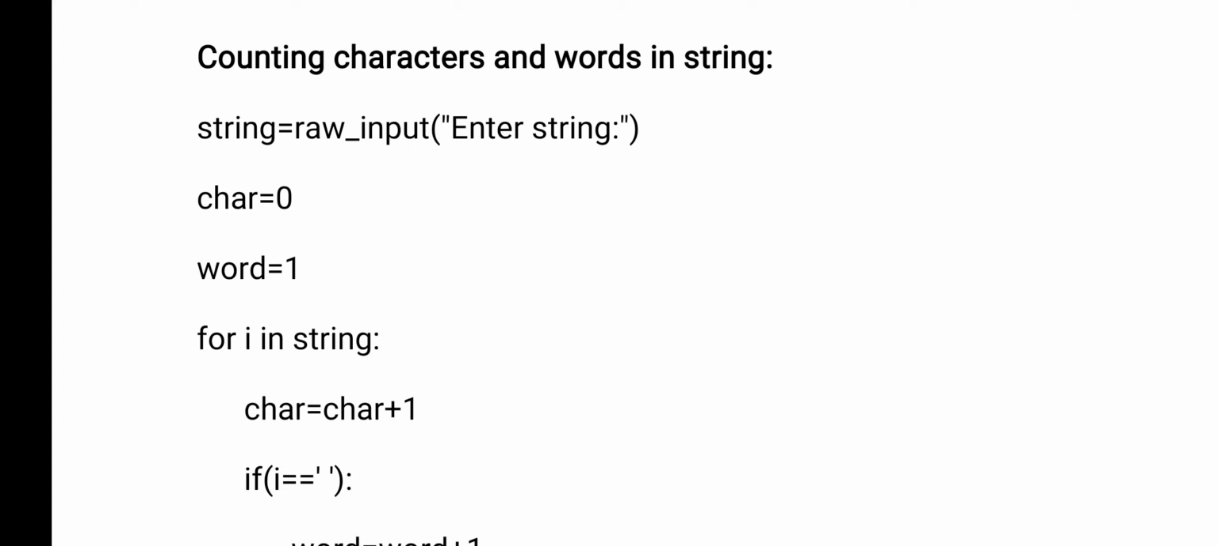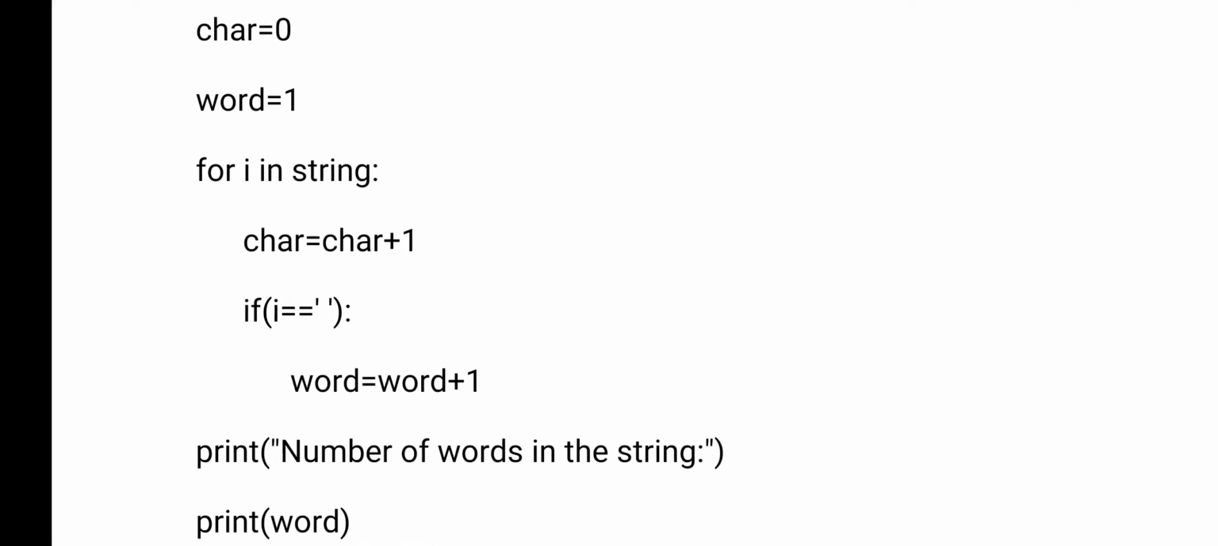Okay, so you see the first one, string equals raw_input, enter the string. Using the raw_input function you can collect input from a user. When the user gets the prompt, the user will give the string. By default, here I am setting char equals 0 and word equals 1. So by default, I am initializing the number of characters as 0 and the number of words as 1. Then, for i in string, i is a loop counter.